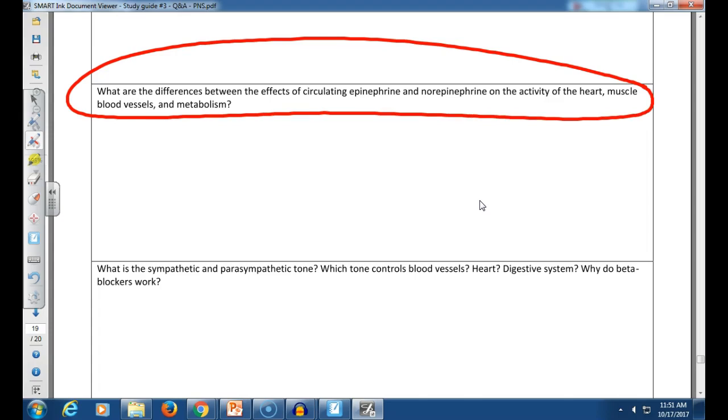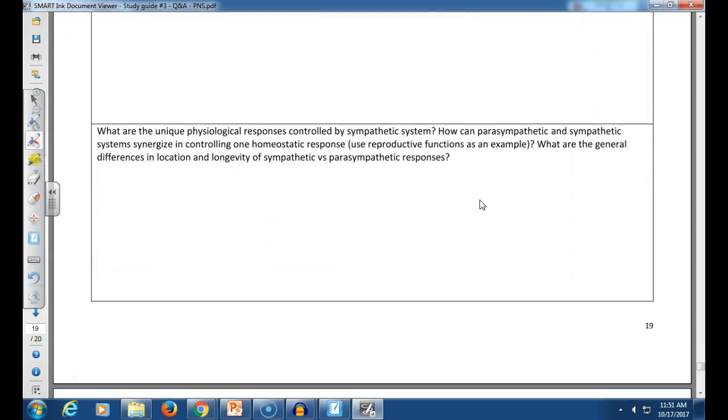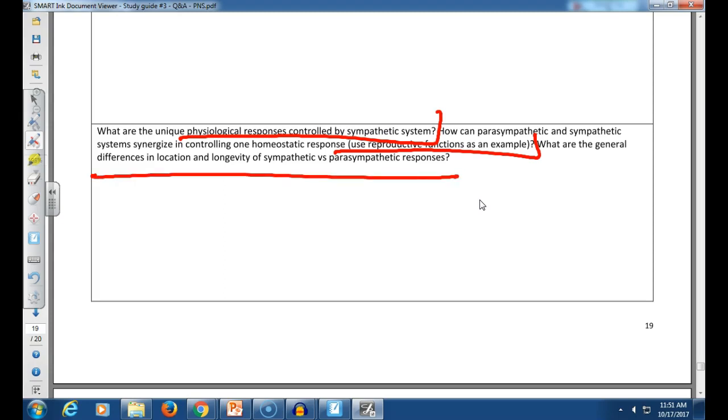The differences that we discussed. Epinephrine is much cooler. It increases cardiac output. It doesn't dilate blood vessels that much, and it increases metabolism. Understand the tone. Sympathetic, parasympathetic. Unique response is controlled by the sympathetic system. Reproductive function is a synergistic response from sympathetic and parasympathetic. Differences: parasympathetic is local, short-lived. Sympathetic is systemic and long-lived.